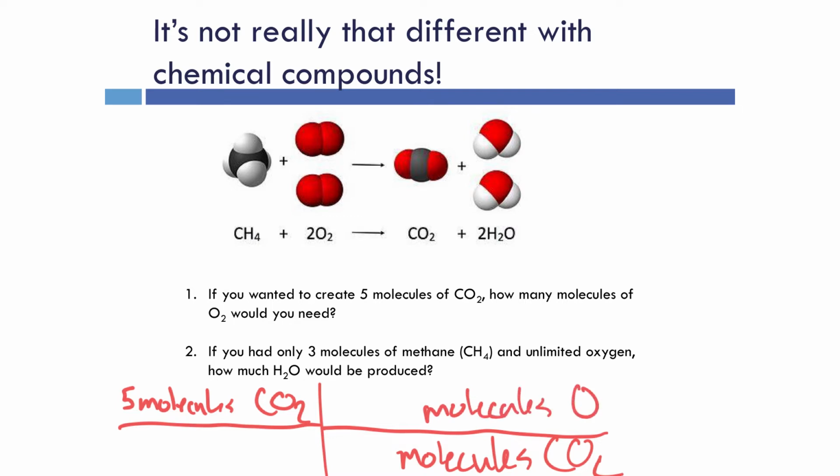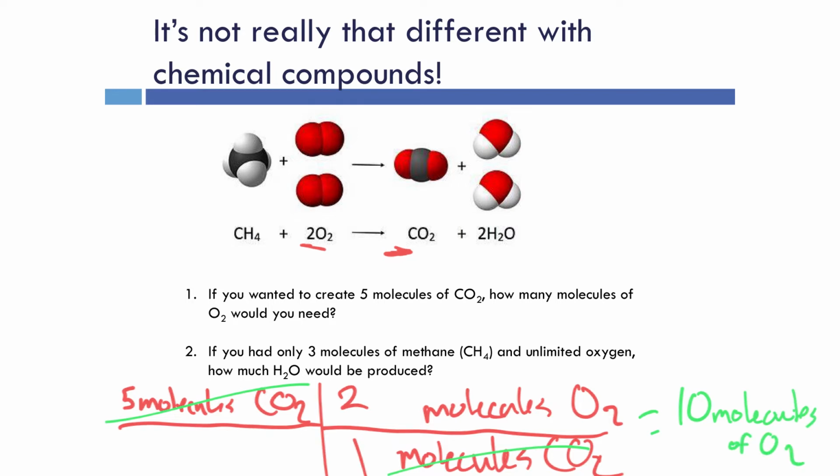Here is the first time we're actually using this mole ratio: for every 1 molecule of carbon dioxide, because that's the coefficient here, we need 2 molecules of oxygen. When we finally do this, molecules of carbon dioxide cancel out. 5 times 2 divided by 1 is 10 molecules of oxygen. So see if you can do problem number 2 and come back, and I will give you the answer to it.